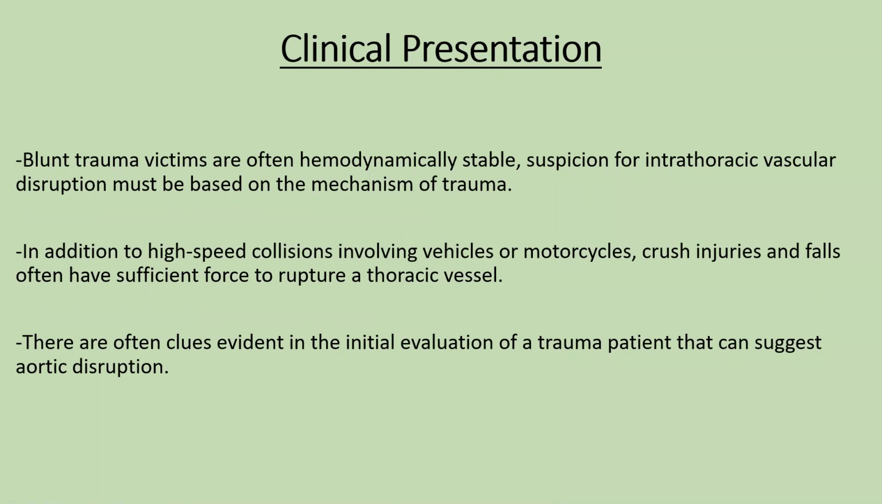Clinical presentation: patients presenting to the emergency department with injury to a great vessel should be evaluated according to the ATLS protocol. Blunt trauma victims are often hemodynamically stable. Suspicion for thoracic vascular disruption must be based on the mechanism of trauma. In addition to high-speed collisions involving vehicles or motorcycles, crush injuries and fall from height often have sufficient force to rupture thoracic vessels. There are often clues evident in the initial evaluation of a trauma patient that can suggest aortic disruption.